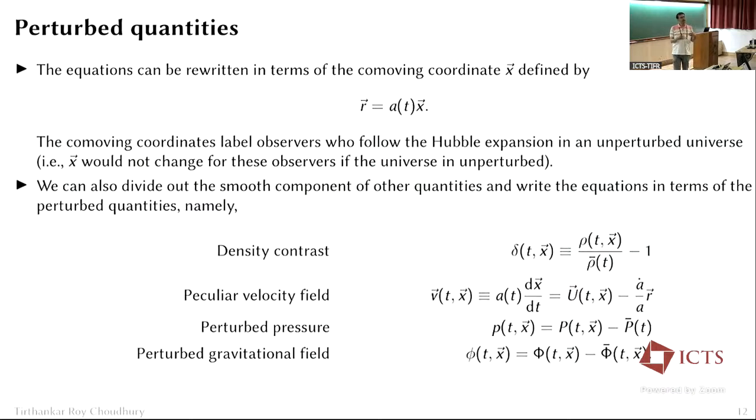Also, since now we are going to study perturbations, you define a few more quantities which characterize the perturbations. They take away the unperturbed part. The density contrast is something we just talked about. You can define a peculiar velocity field, which is the true velocity field, but subtract out the Hubble expansion part. This is the Hubble expansion part, Hubble parameter times the distance. So that is the peculiar velocity field. You can similarly have perturbed pressure as well as the perturbed gravitational field.